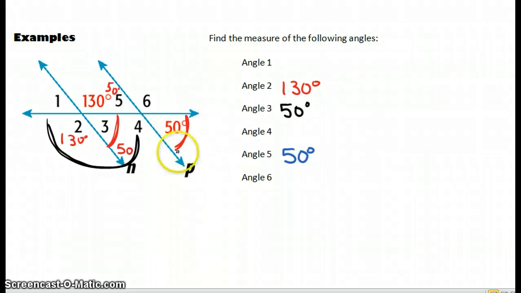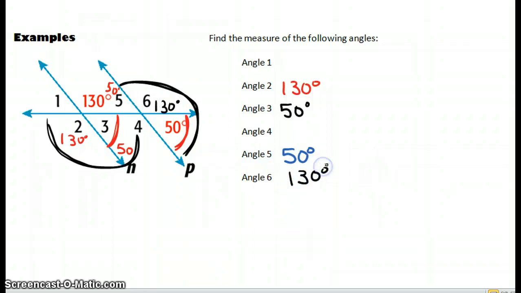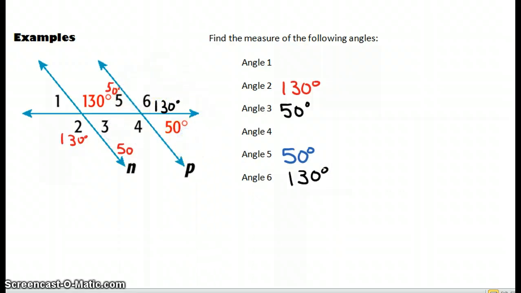So angle 3 is 50 degrees. It was to the bottom and right, bottom and right. So if we know that this angle is 50, how much do we need to get 180? 130 degrees. So angle 6 is 130 degrees. Let's clean this up a little bit. We have an awful lot of stuff in here. So we have 130, we have 50, we have 50. Looks like everybody's going to be either 130 or 50.